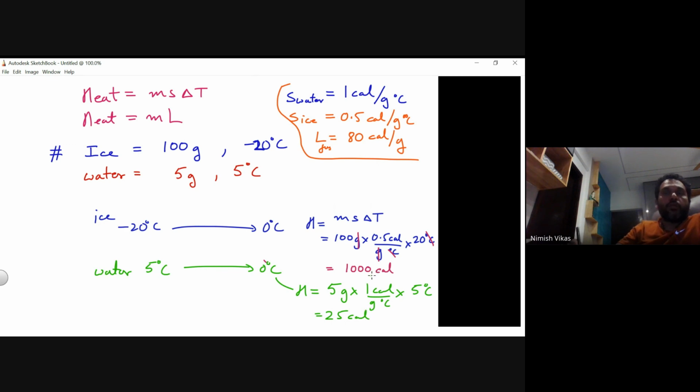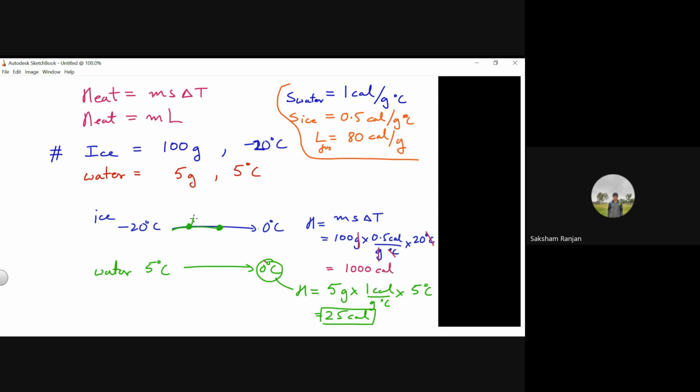So obviously, while this has given 25 calories of heat and water has reached 0, ice would have reached some negative temperature, but not 0 for sure, right? Because it requires 1000 calories, right? It would have just shifted by a little amount. Is that clear?